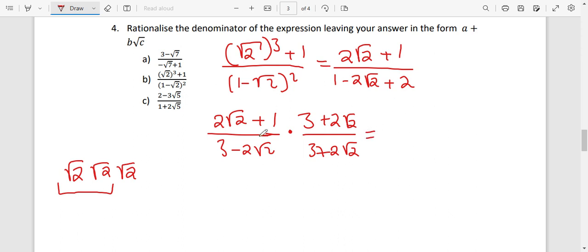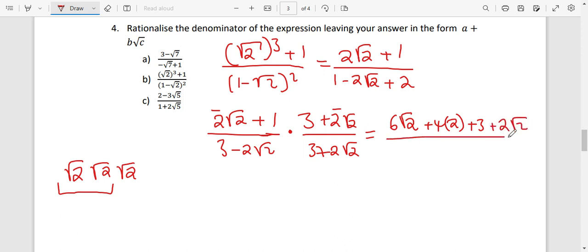So start multiplying 2 root 2 times 3, that is going to give us 6 root 2. And then 2 root 2 times the 2 root 2, the 2's in front, when they multiply, that will give us 4. The root 2 and the root 2, that will just give you a 2. Then 1 times 3, that is a 3. 1 times 2 root 2, that is going to be 2 root 2.